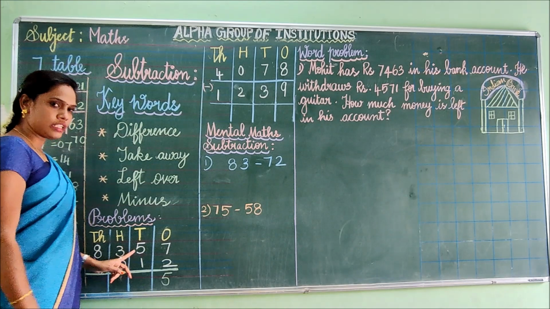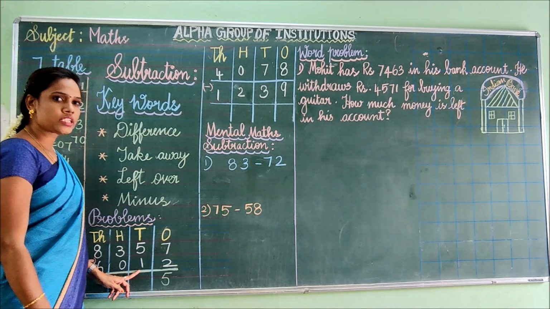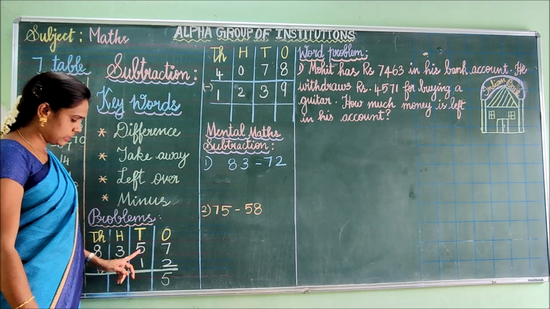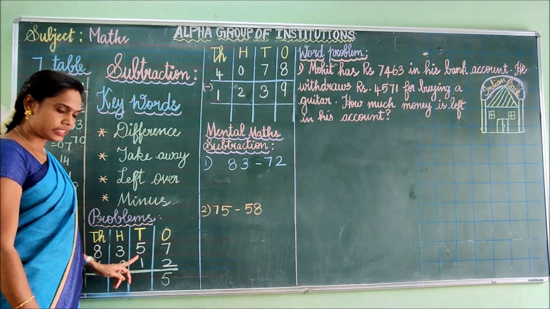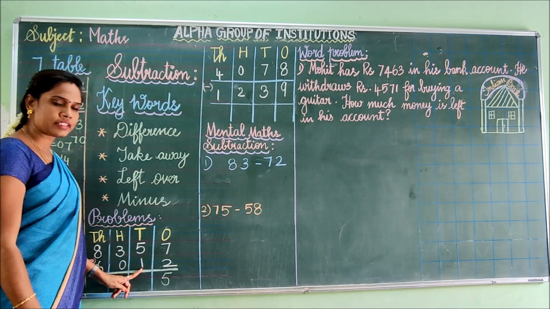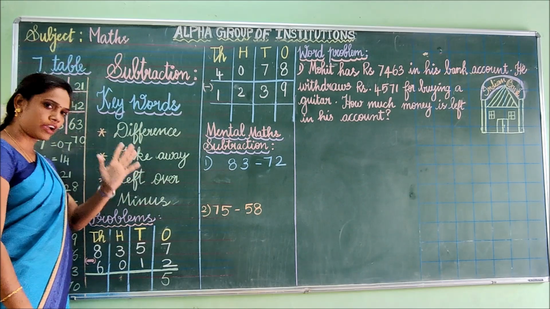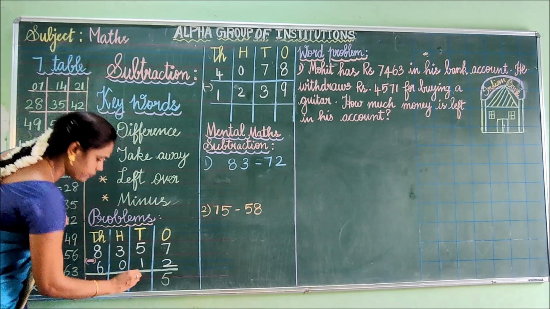Next, move on to tens place. See here, 5 minus 1. What is 5 minus 1? See, the top number is bigger than the bottom number. 5 is greater than 1. So here also we can subtract directly. Okay. So 5 minus 1 is 4.